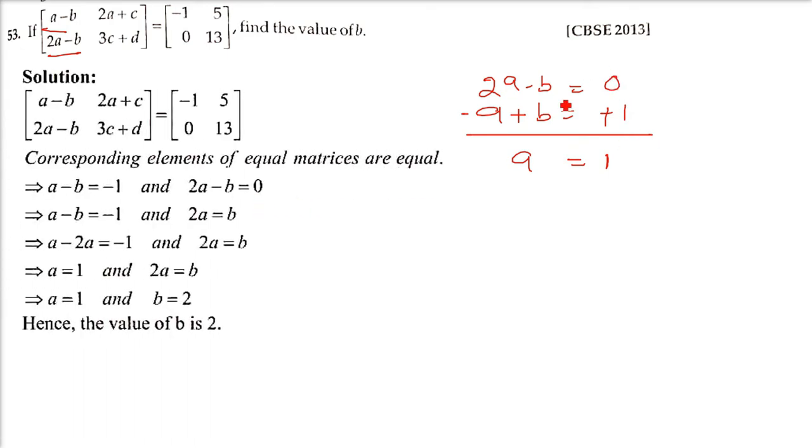Now just put this a in any of these equations because we have to find b. A minus b equals negative 1. A is 1. So 1 minus b equals negative 1. B is equal to 1 plus 1, that is going to be 2. So b is 2. C and D are also there, but you don't have to find C and D, just B. So B is 2.